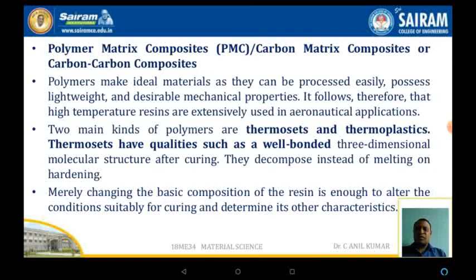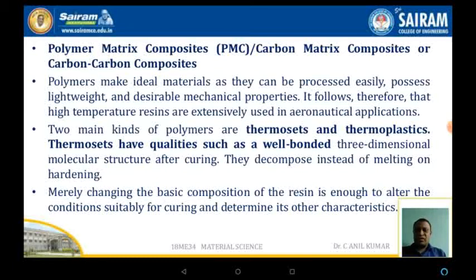The polymer matrix composites are the composites where the polymer is used as a matrix material. The two main kinds of polymers are the thermoset polymers as well as the thermoplastic polymers. Thermosets have qualities such as a well-bonded three-dimensional molecular structure. After curing, they decompose instead of melting and hardening.